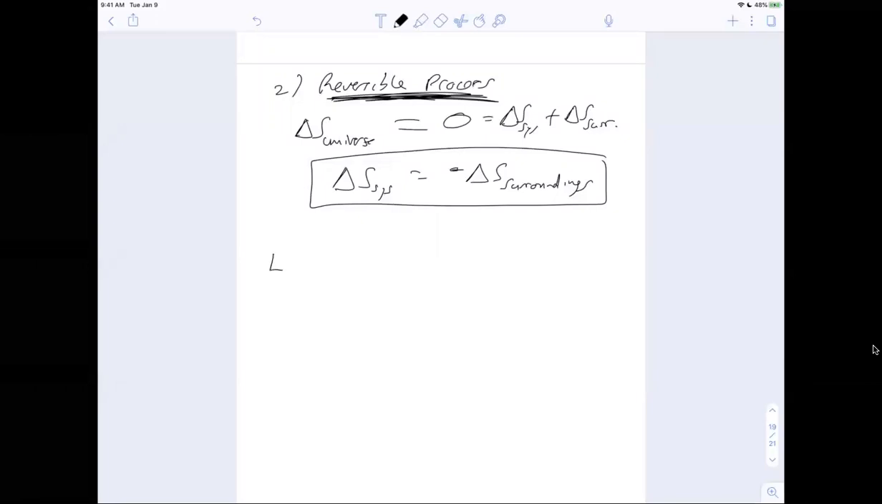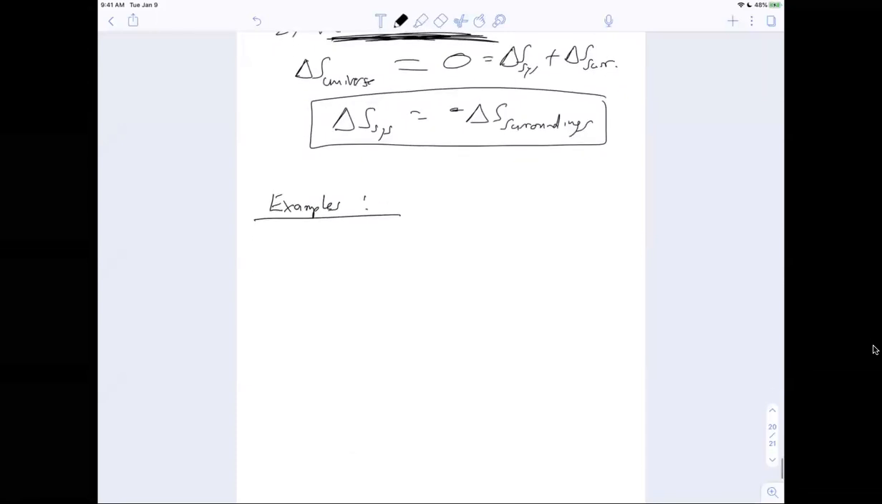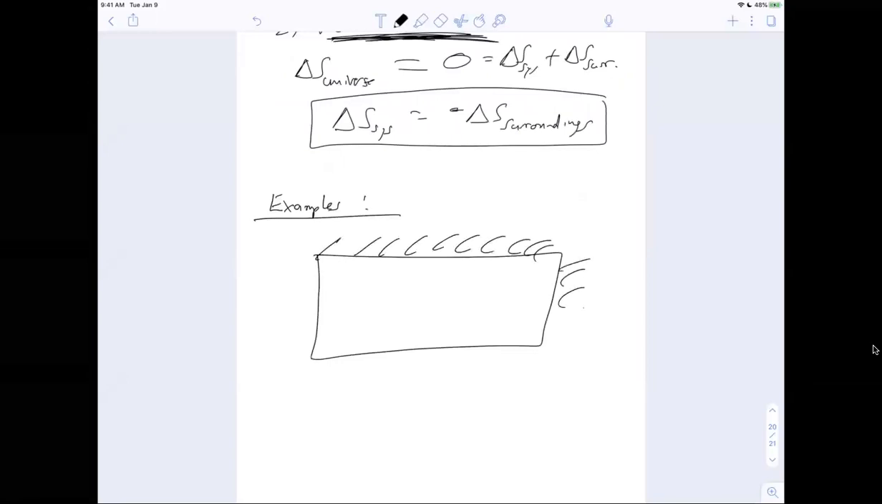Let's do some examples. These are simple examples. The first one, we're going to consider two objects, two blocks, that are in an isolated system. So let's say we have our container, it's insulated, and it's a rigid container. So this is a rigid, insulated container.